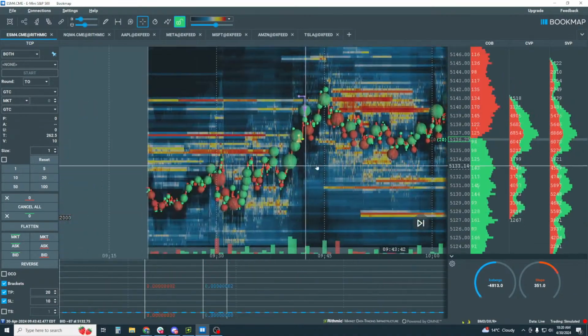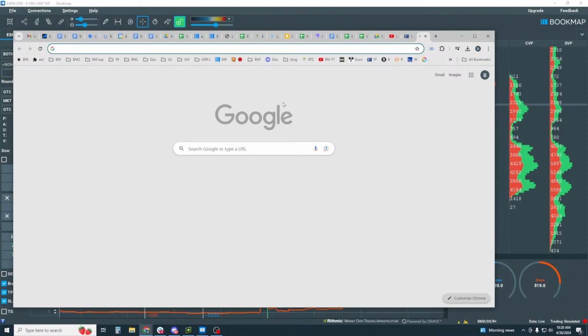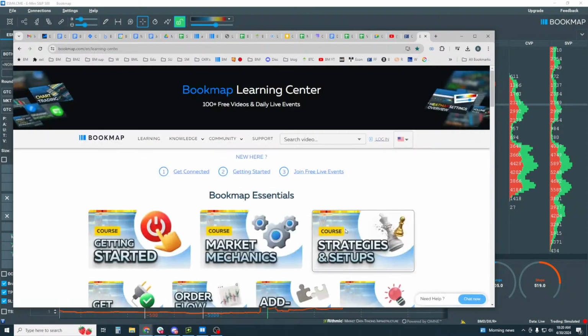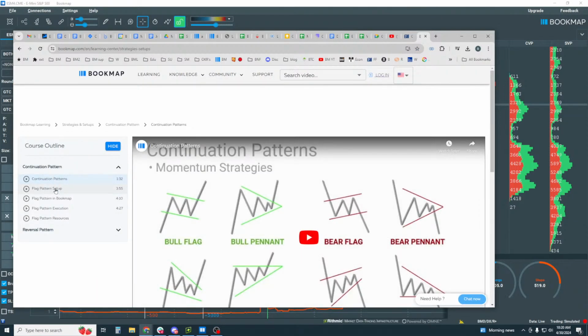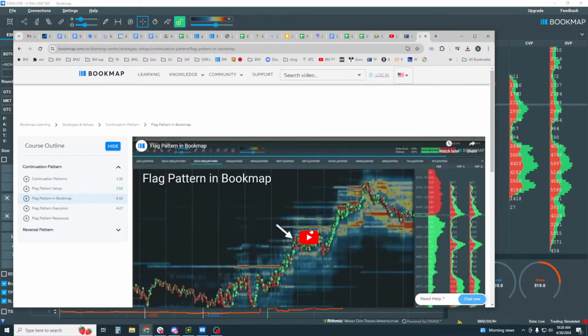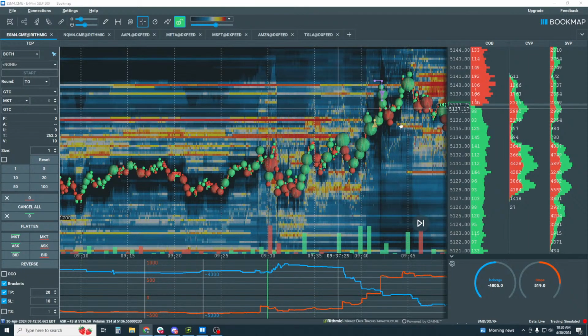Now, this flag pattern and this criteria is on our learning center. If you're interested in that, this is where you go: Bookmap.com, click on education, and then strategies and setups. The continuation pattern, the flag pattern, is right here. We have it in diagram form, we have it in Bookmap, and we have it with the execution and the checklist. It's all there, and you should go through it.